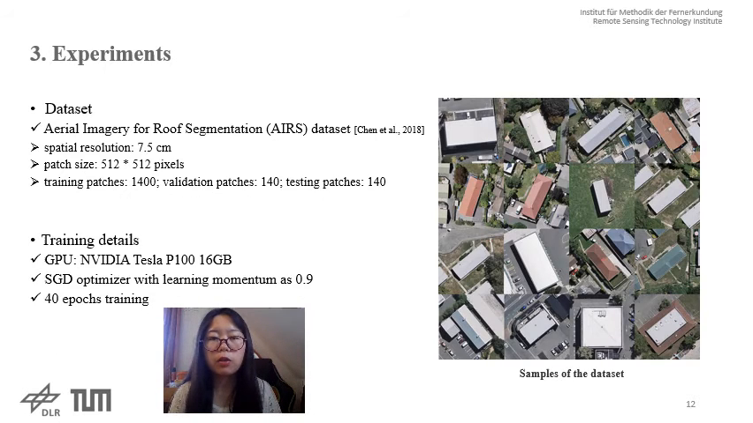Since we are focused on individual buildings, we create a dataset from the IGARSS dataset, and the spatial resolution is 7.5 centimeters, and the patch size is 500 by 500 pixels. We have 1,400 training patches. For the numbers of validation and testing, they are 140.